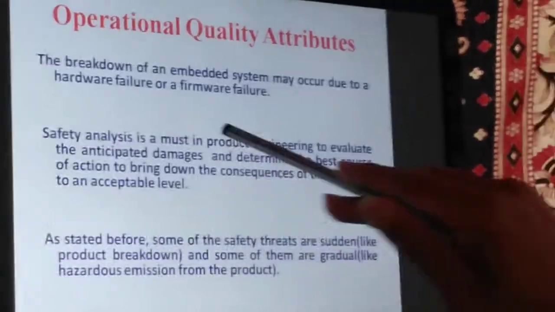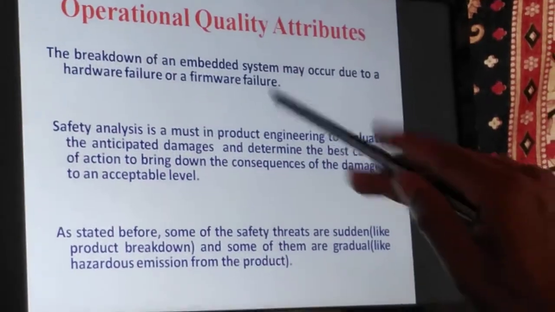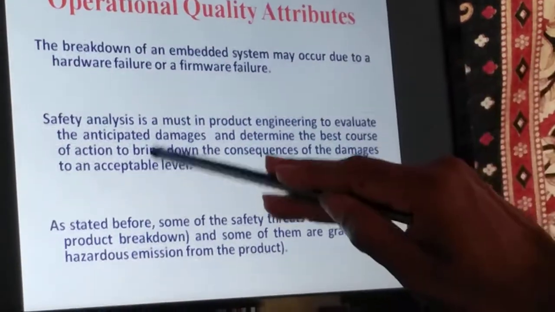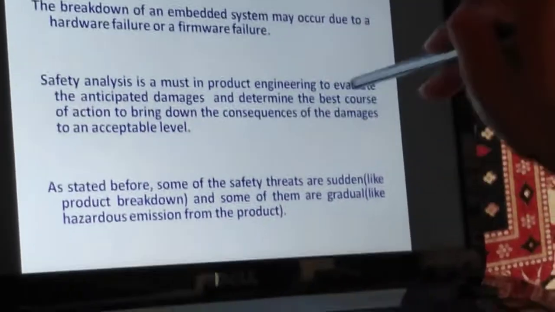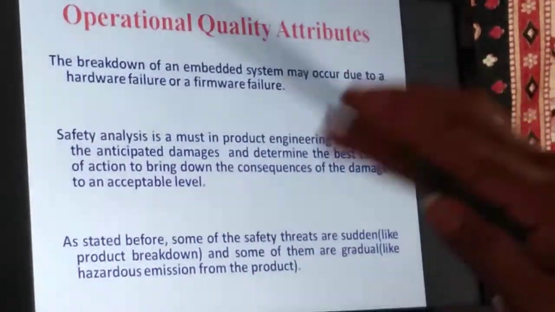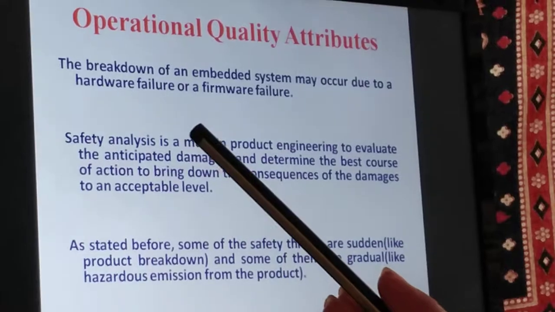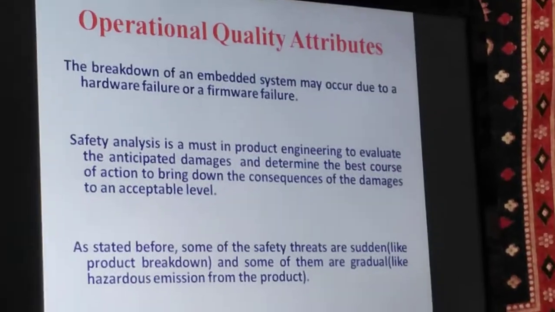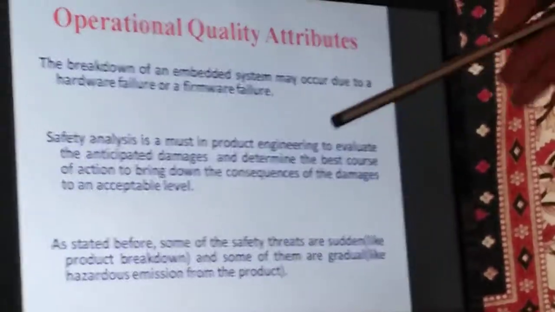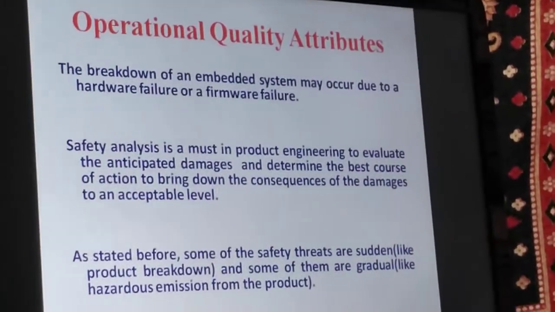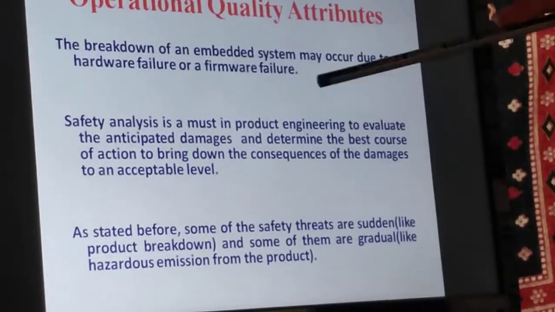Safety analysis is a must in product engineering to evaluate the anticipated damages and determine the best course of action to bring down the consequences of the damage to an acceptable level. For example, in a 5G mobile, there is an issue of radiation. So it is the duty of a company to minimize that radiation effect.